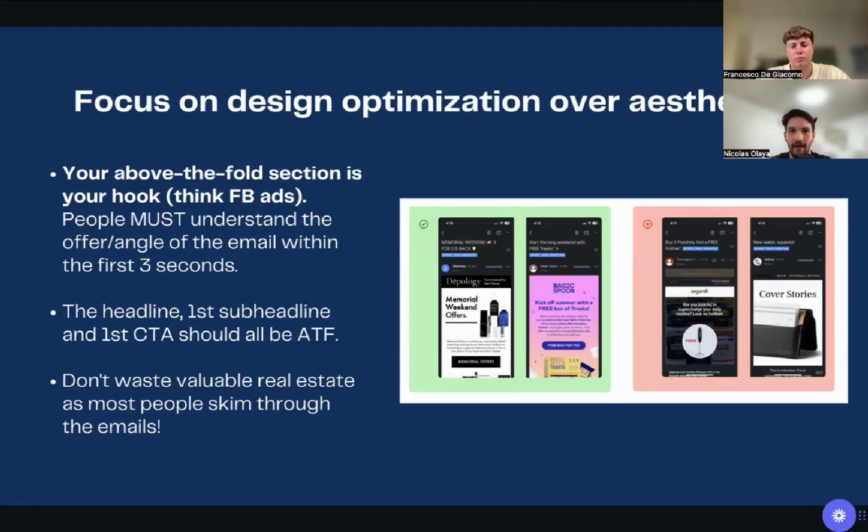Don't waste valuable real estate, as most people skim through the emails. For example, here, in these 2 examples, they just don't give any context, and they're just basically wasting their email real estate. Here, like cover stories, and that's pretty much it. What does that mean, right? Most people will actually close the email, and that's pretty much it. So make sure that, again, that first section of your email is completely optimized as well, okay?